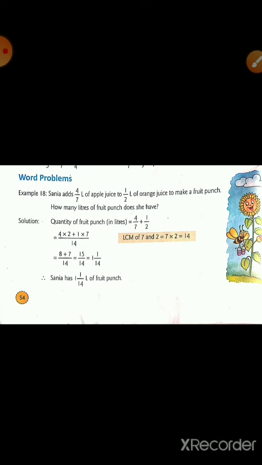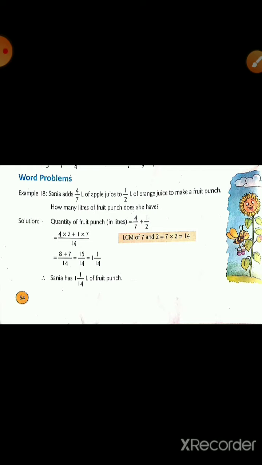Up to this point we have discussed problems that were given directly. But in these word problems, the problems are given in word form. So first we have to read and understand what is given, then find out what the question asks us, and according to that we have to write the answers.